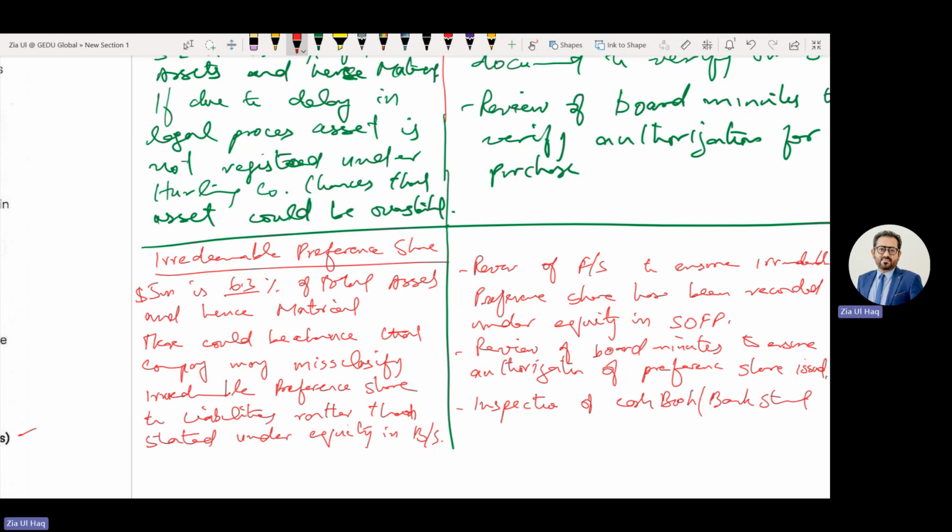If you have practiced 4 or 5 questions, then we can write more than 2. If we have practiced less than 5 questions, then survive part 2 only. Otherwise, you will not be able to complete your paper. So inspection of cash book and bank statement to verify receipt of cash.